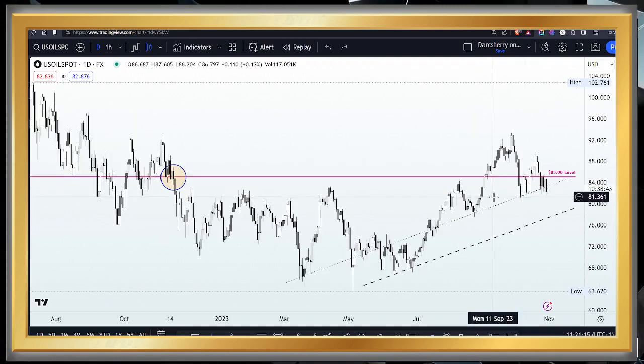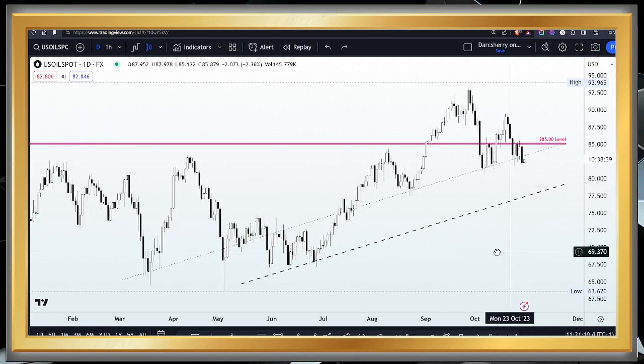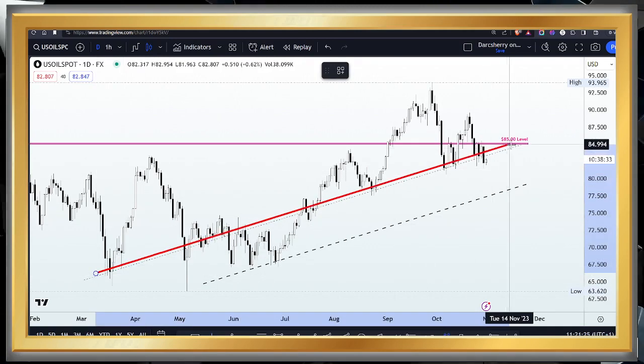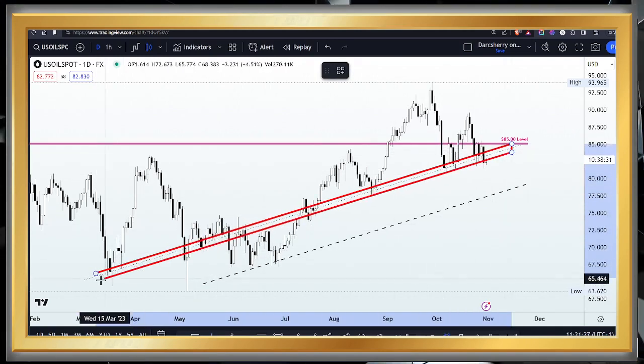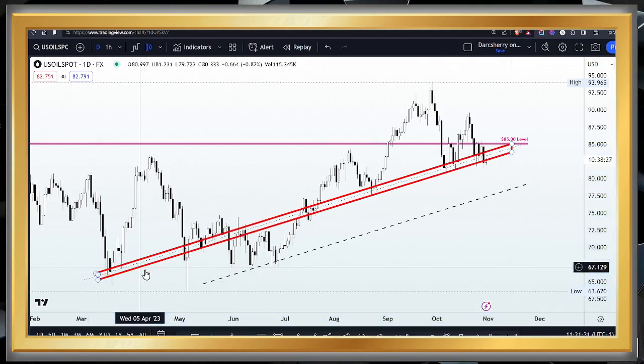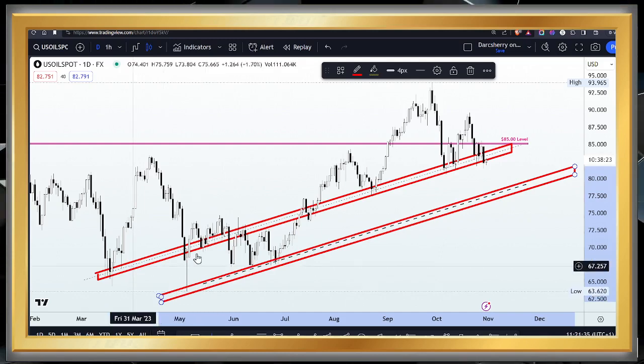Now, outside of this key level at the $85 area are these ascending trend lines you will see here after connecting the series of higher lows since the month of March of this year. In fact, we have a couple of these ascending trend lines here. We have the major one right here, and we have the temporary one here.